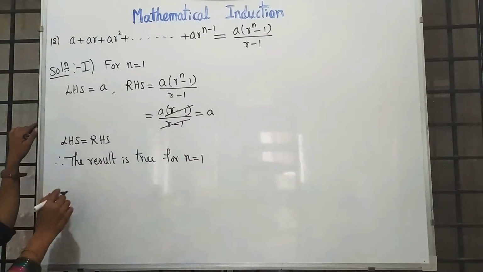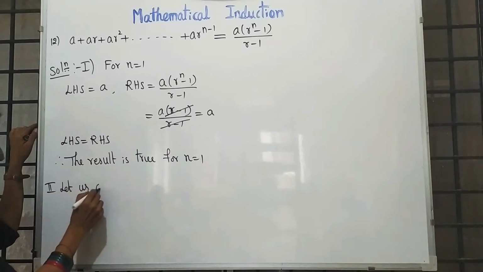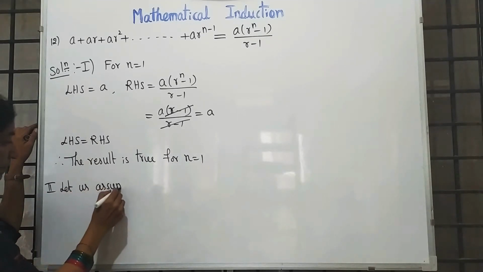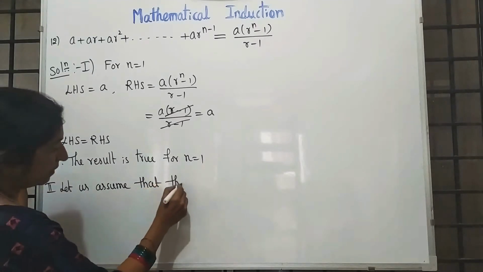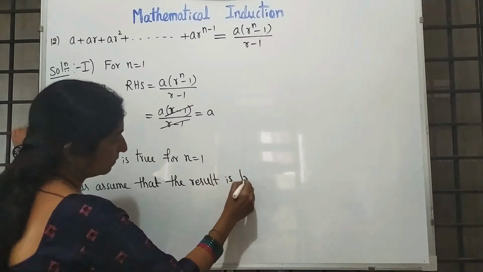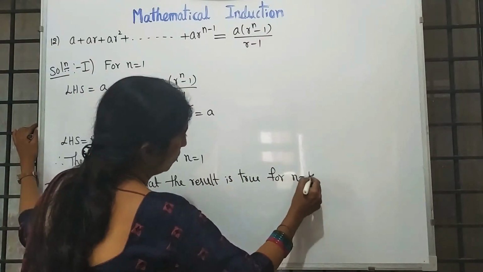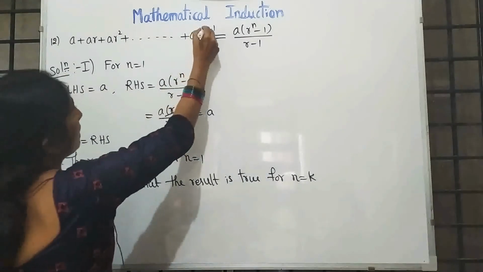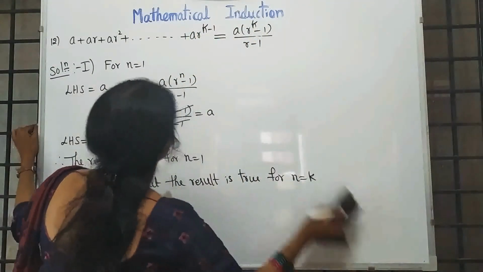And the second step is common. Let us assume that the result is true for n is equal to k. Wherever n is there, we have to write it as k. This is the second step.